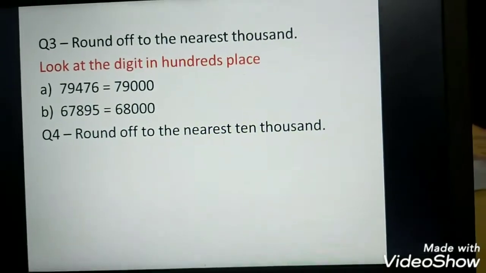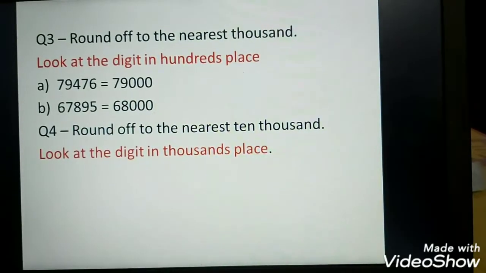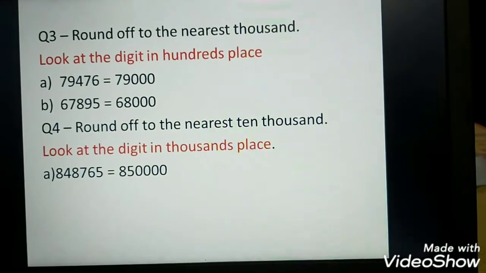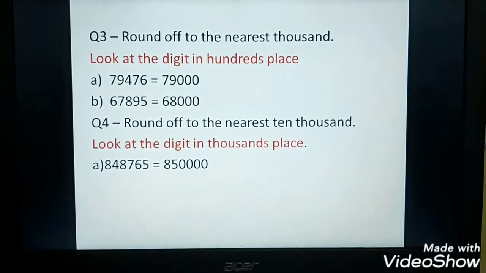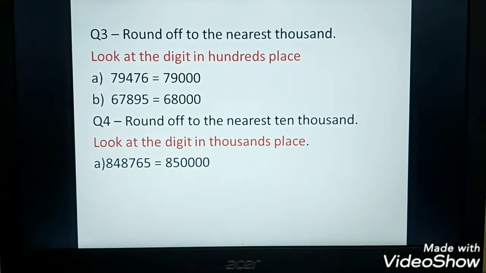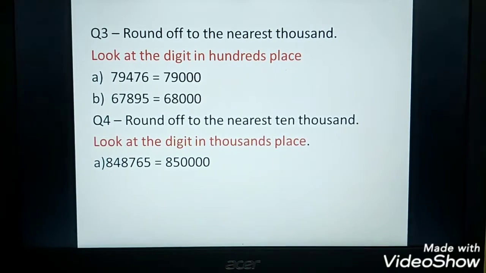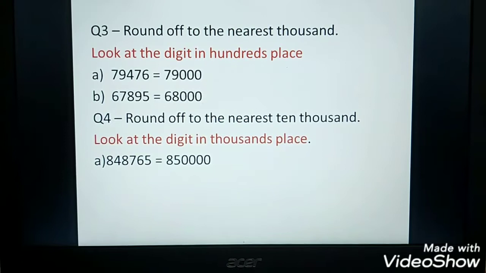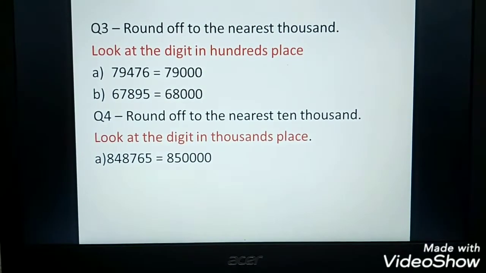Now the next question is round off to the nearest 10,000. While rounding off to the nearest 10,000, you will look at the digit in thousands place. Now the A part is 8,48,765. So look at the digit in thousands place, it is 8. So greater than 5, so you will increase 4 by 1, and you will replace the digits in thousand place, 100 place, tens place and ones place by 0. So the required answer is 8,50,000.